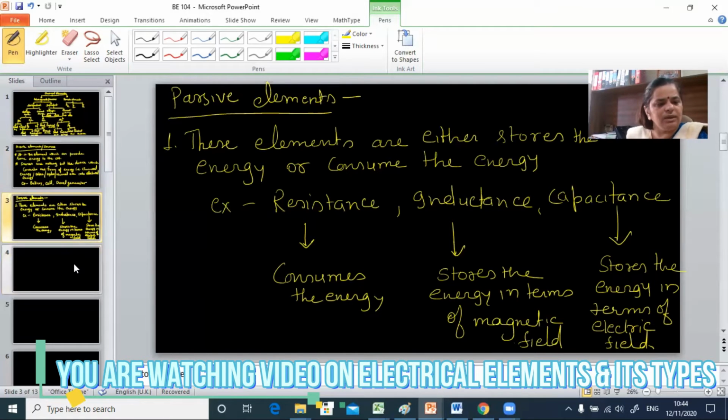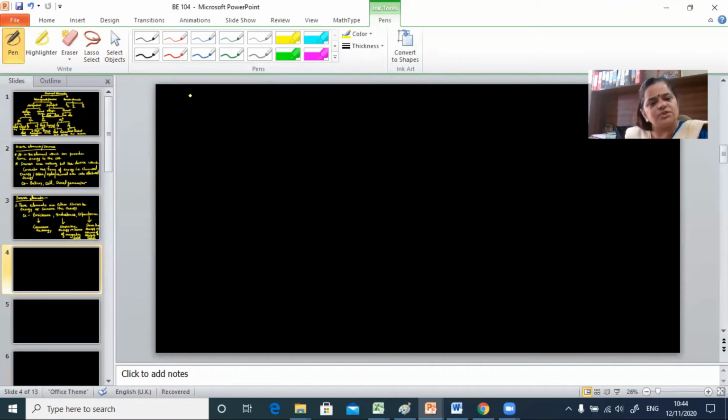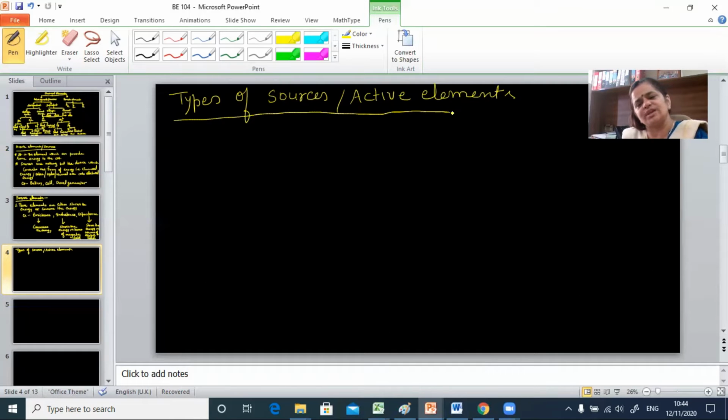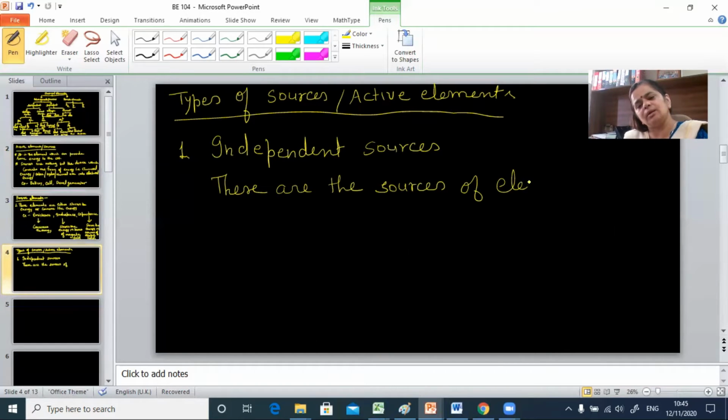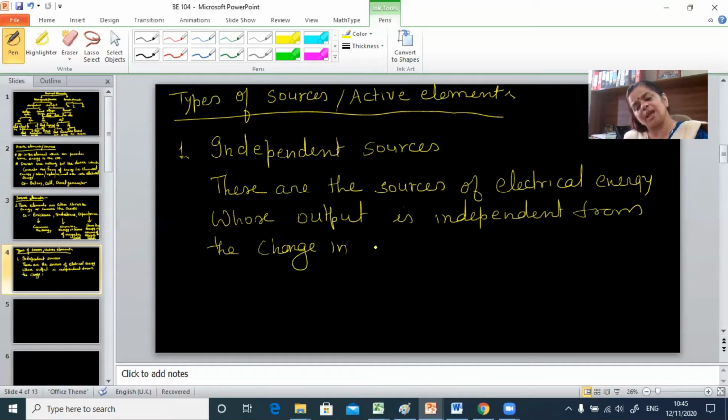Now let us talk about the types of sources, or active elements. Under the active elements, we have seen two kinds. One is independent sources. As the name indicates, these are sources of electrical energy whose output is independent of the change in circuit parameters.